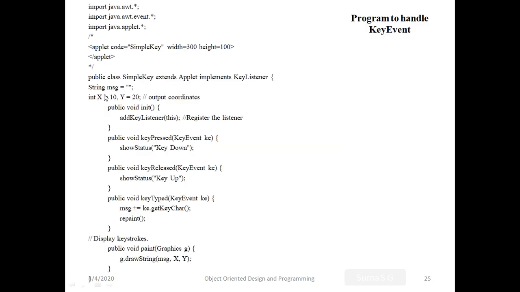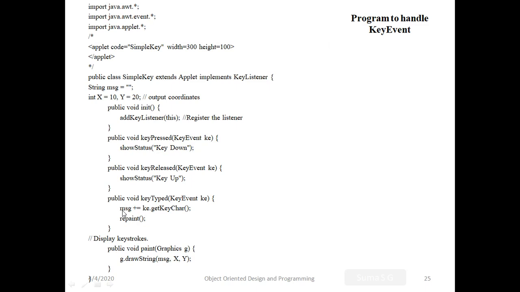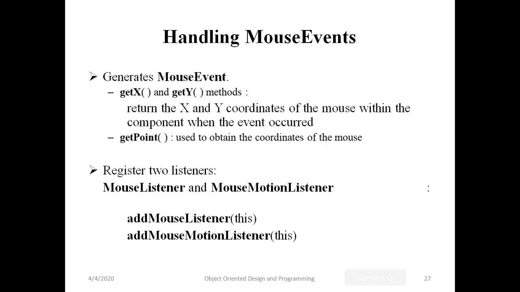So key up was set here when the key is released, and finally it is also displaying the characters that were pressed in the keyboard. So I had typed this is a test which is stored in MSG, and it is printed in drawString. So this is a test is printed on the body of the applet. So this is how you handle keyboard events, key events. The next is how to handle mouse events.